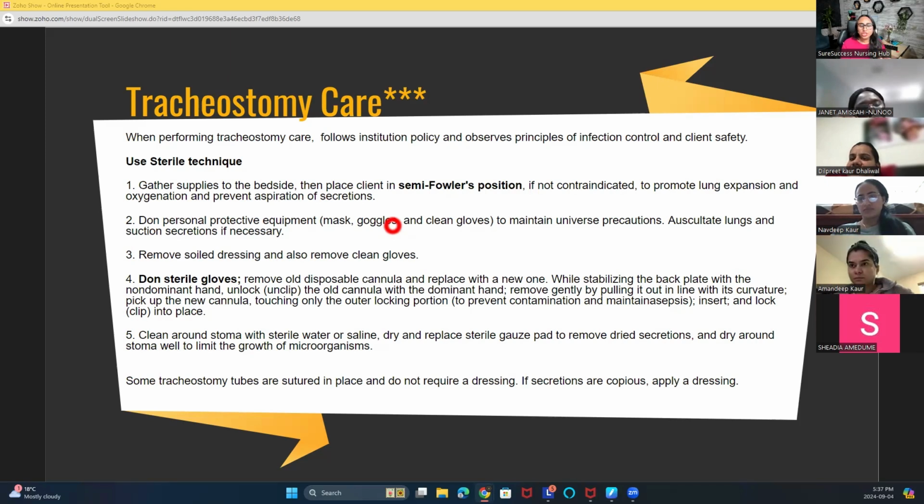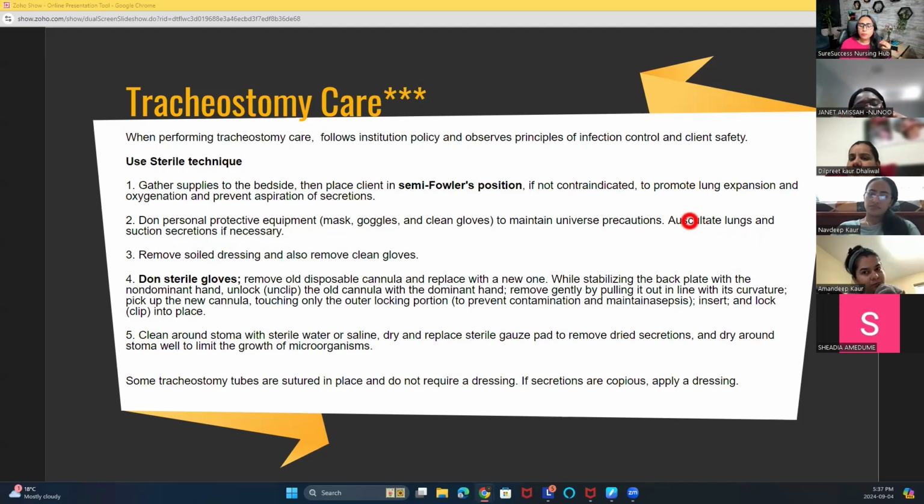For example, NG tube. Because the patient can vomit, it can go to your eyes. When you are inserting the urinary catheter, the patient can pee, you know, anything can happen. So wear the goggles. You're giving the bath, wear the goggles. Okay, there's a universal precaution. When you're giving the medication, do you need goggles? No. Okay, so those things.